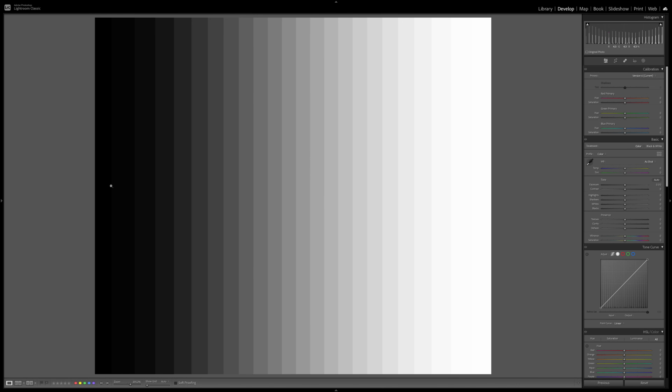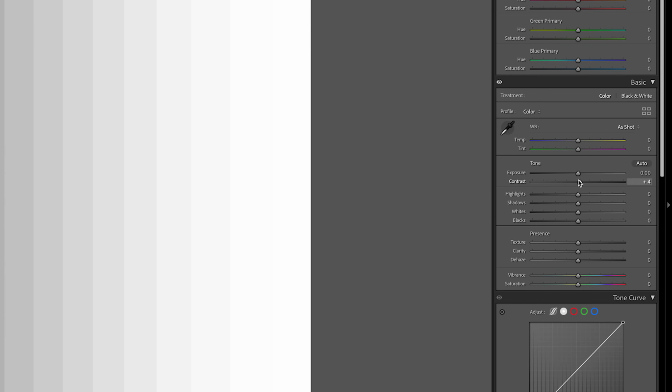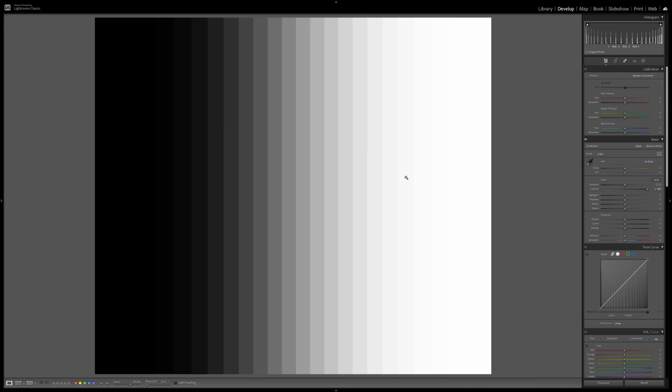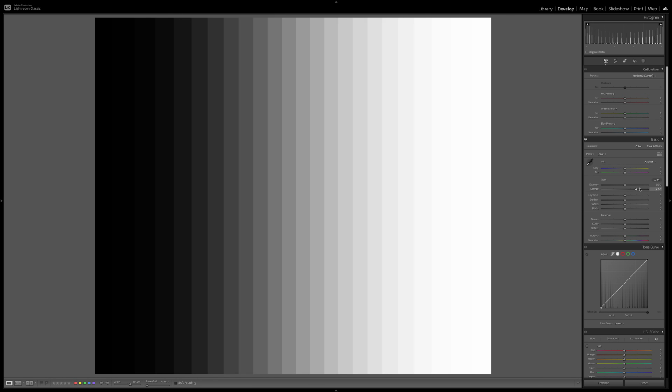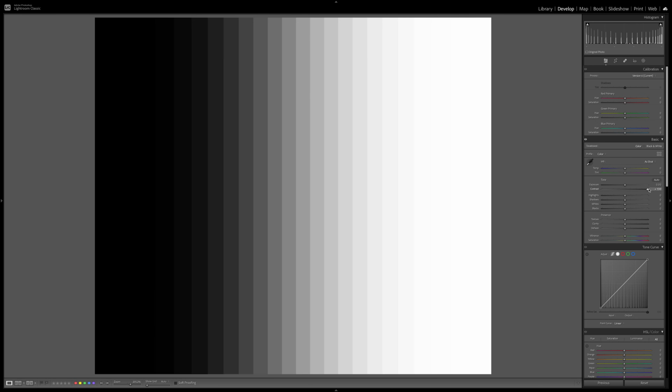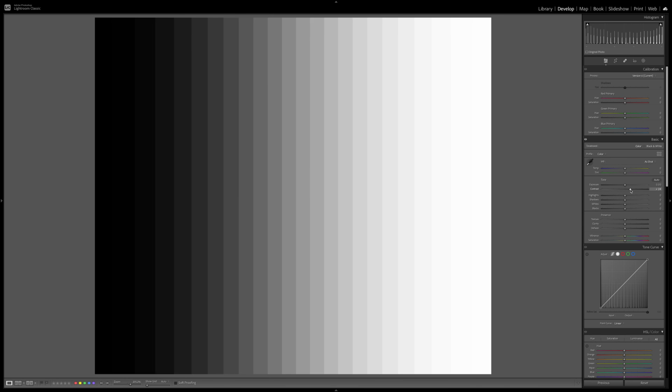So here's a grayscale ramp with pure black at far left and pure white at far right and many shades of gray in between. If we turn up contrast, let's just begin there, you will see that it is making the brights in the ramp brighter, and it's making the darker tones in the ramp darker. It is pushing them further away from one another. That is essentially what contrast does.